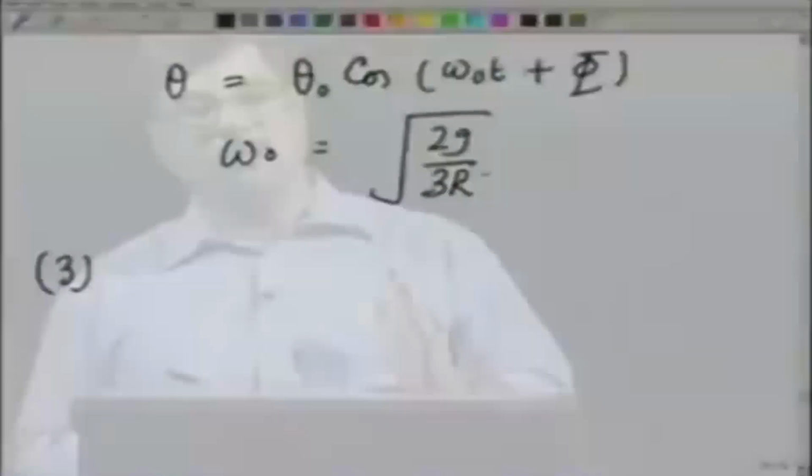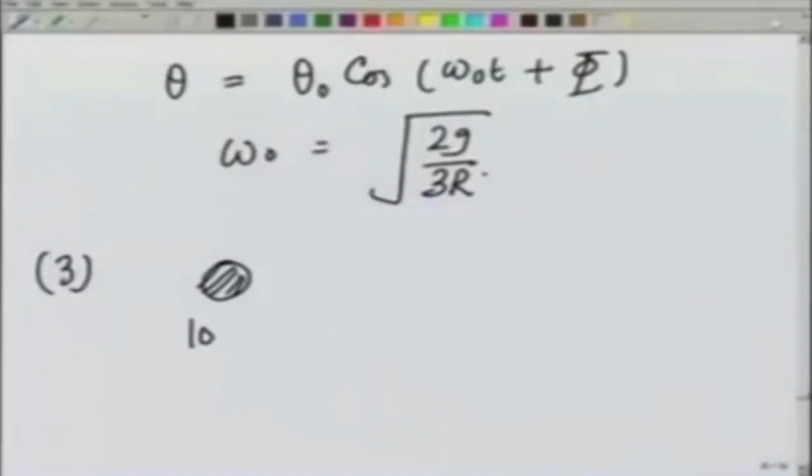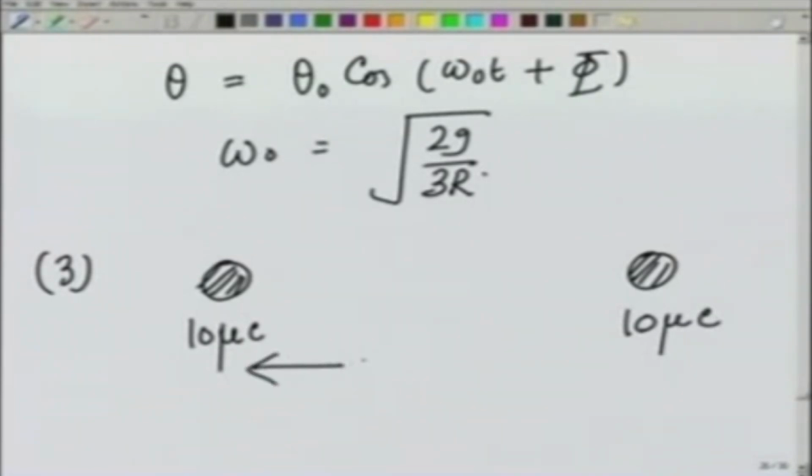As a third example of showing that around an equilibrium point the motion is really simple harmonic, I take two charges of 10 microcoulomb each, separated by a distance of 1 meter, and I take a third charge of 5 microcoulomb put right in the middle. Right in the middle, electric field is 0, and therefore it's an equilibrium point.